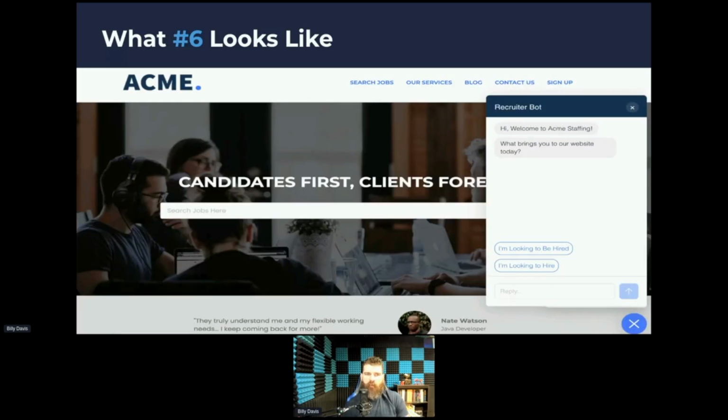And then what this looks like in action. You can see here, this is just a demo website that we have, but in the bottom right hand corner, you get this chat that will appear on whatever website page somebody's on.